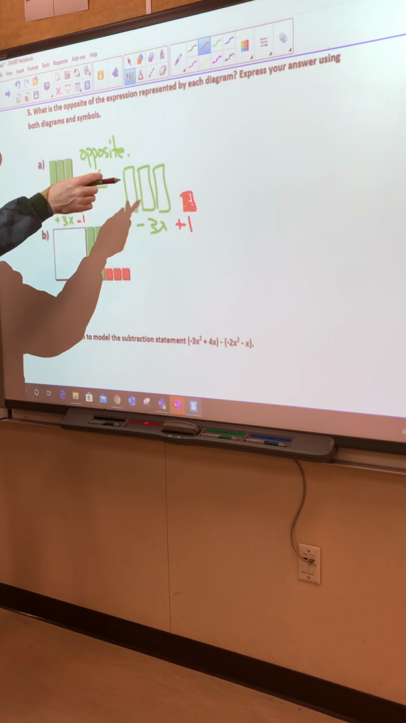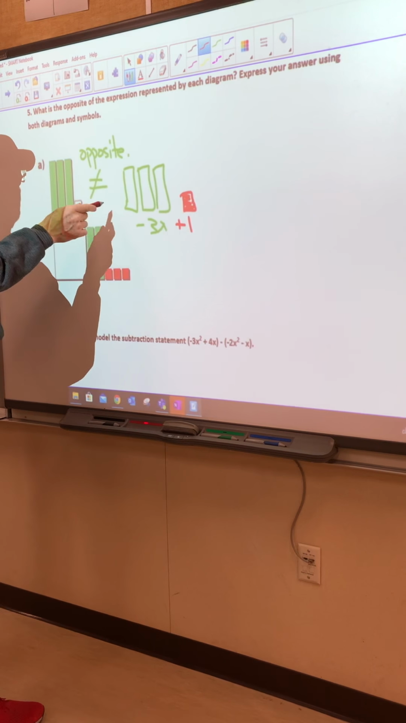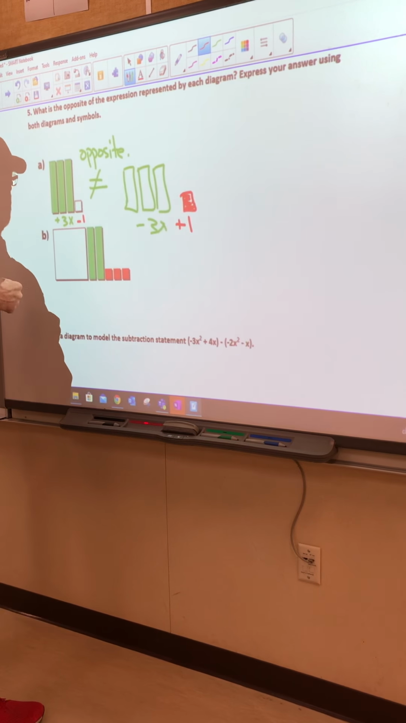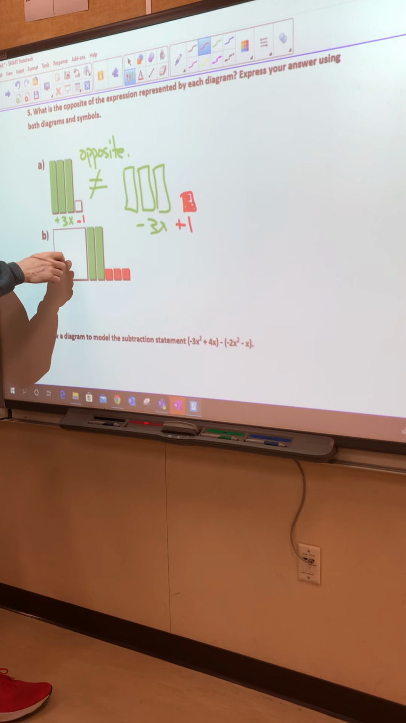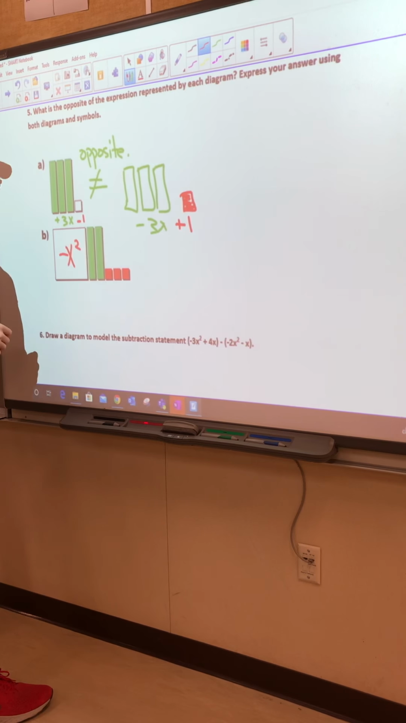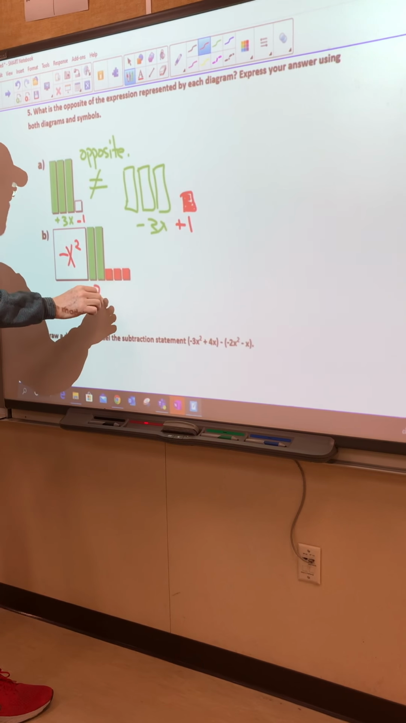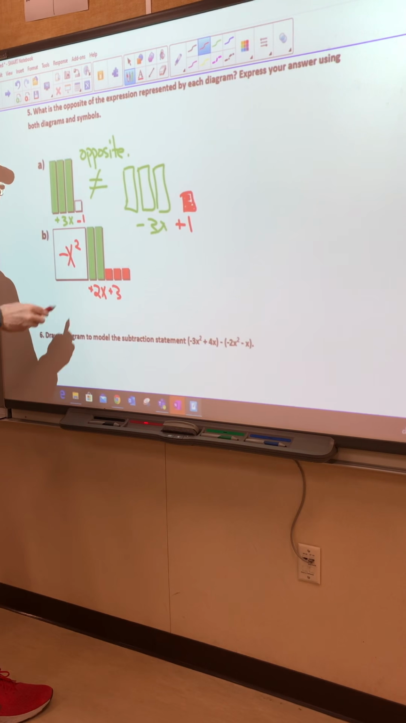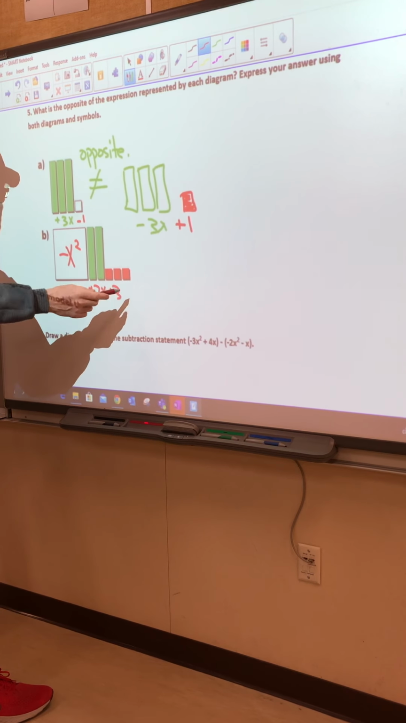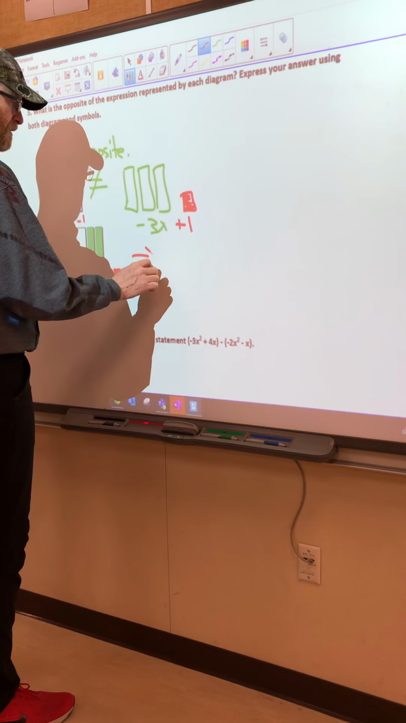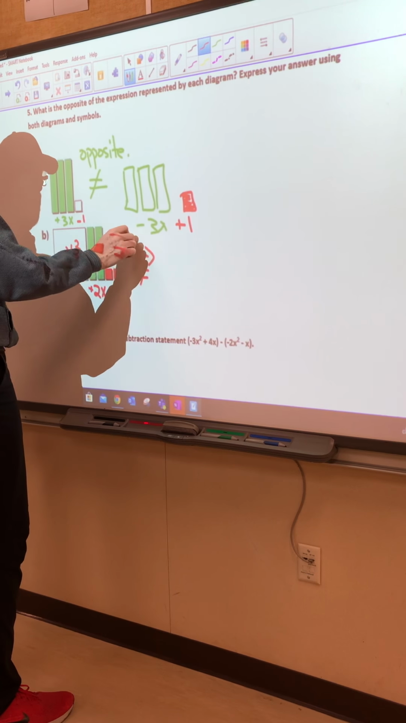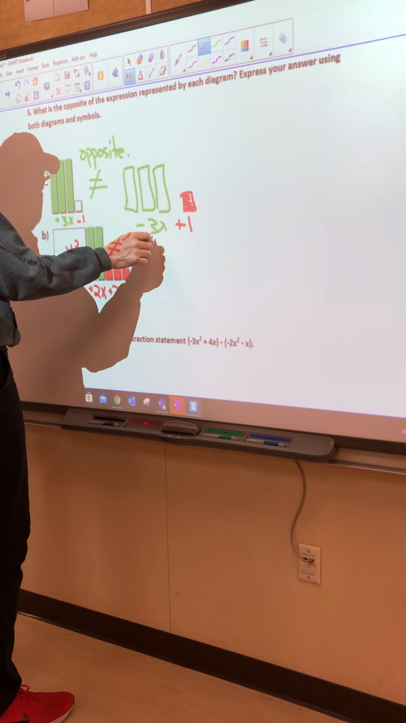So 0 pairs, right? You take this and add the opposite to it, you're going to get 0. So this is going to be what? Negative x squared. This is 2x positive, and this is 3 positive. So we have negative x squared plus 2x plus 3. And the opposite, you get the idea, right?